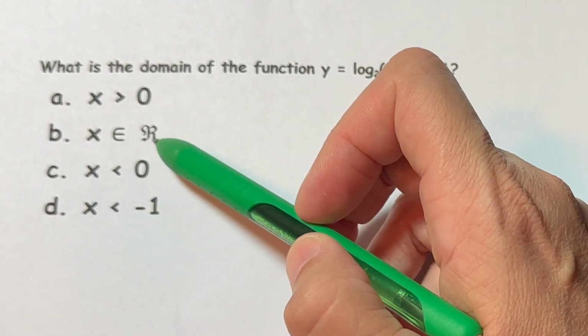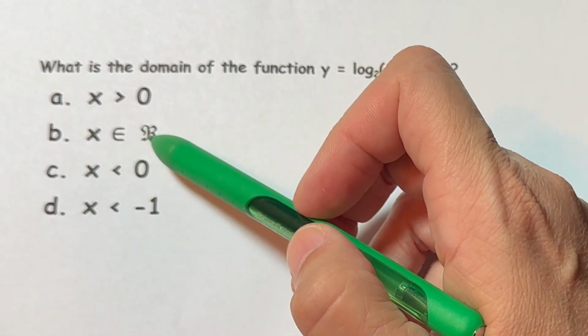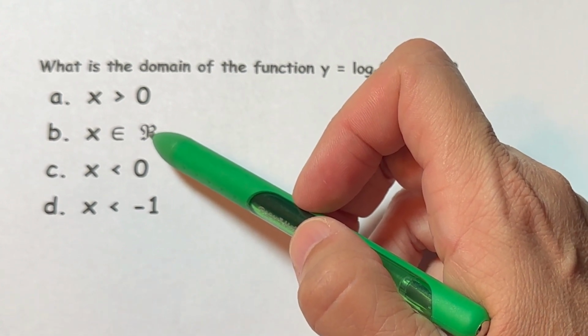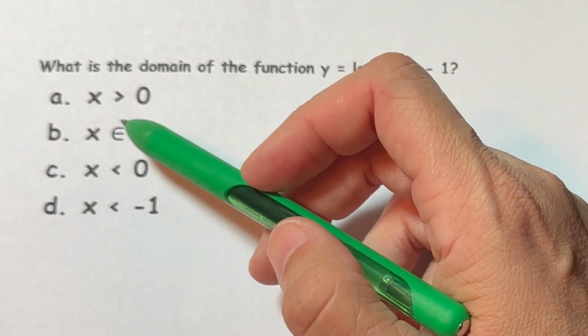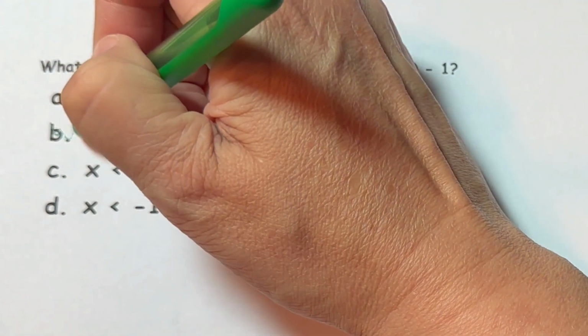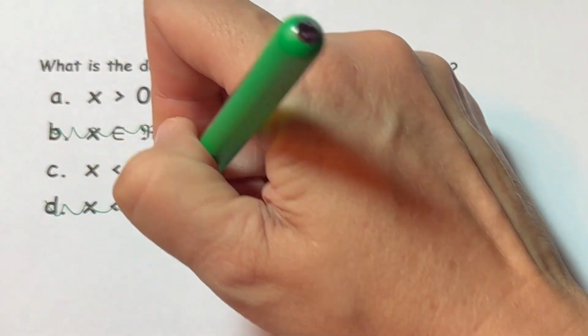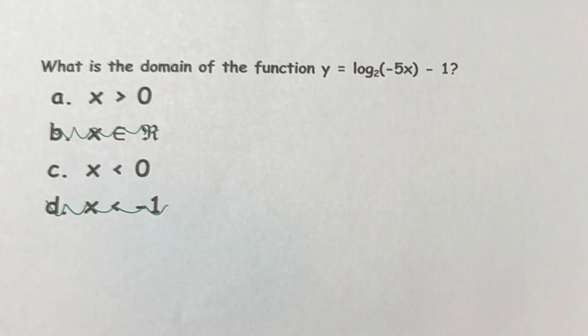B says a set of all real numbers. So it's saying that x can be anything. Real numbers are anything that you could put on a number line. Positive, negatives, decimals, fractions, etc. So I'm throwing that out, and I'm going to throw this out, only if you have absolutely no idea how to do this problem.